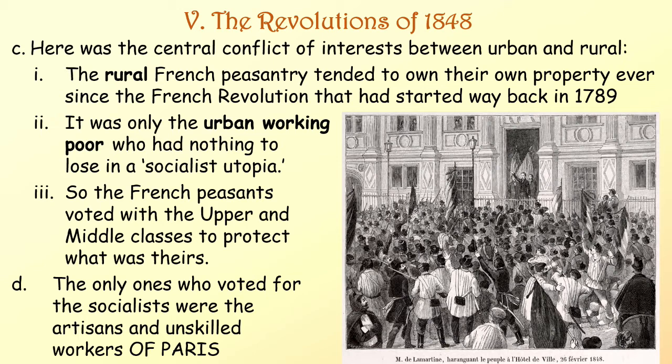The rural French peasantry tended to own their own property ever since the French Revolution had started way back in 1789. It was only the urban working poor who had nothing to lose in a socialist utopia. So the French peasants voted with the upper and middle classes to protect what was theirs. The only ones who voted for the socialists were the artisans and the unskilled workers of Paris.